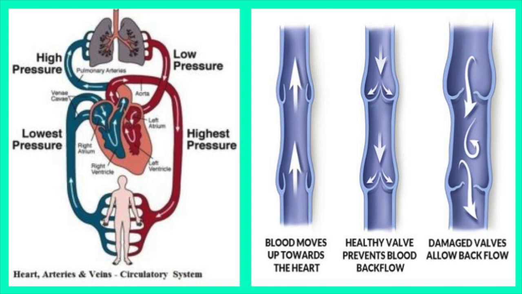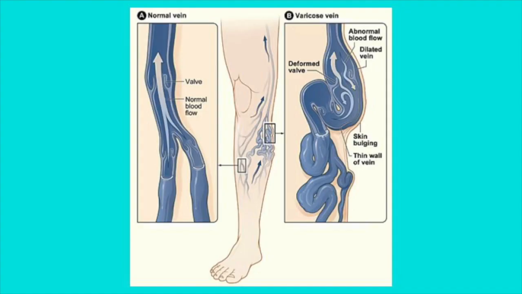causing venous stasis ulcers. The right image demonstrates normal venous forward flow with a healthy valve that prevents blood backflow. Next to this, you see dilated or clotted valves that allow blood backflow, which can lead to venous ulceration. Varicose veins can lead to venous ulcers. These are the result of malfunctioning venous valves causing pressure in the veins to increase.